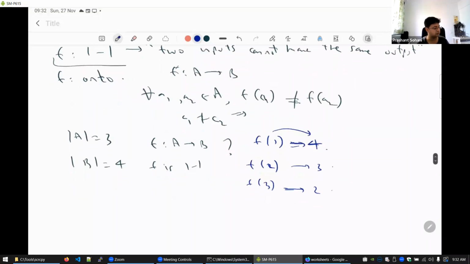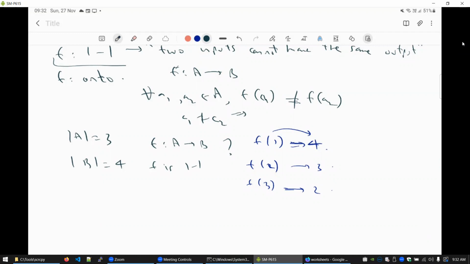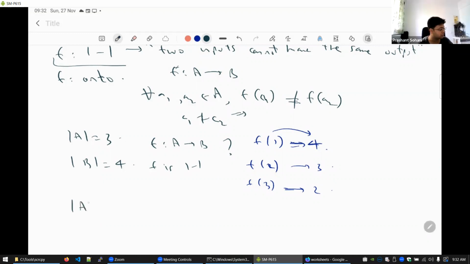In this case, the number of functions would be mod of B factorial. Now that depends on the size of A and B. So let us try to do this in general terms. Let's say A has n elements, B has k elements. So then let us count in n and k.